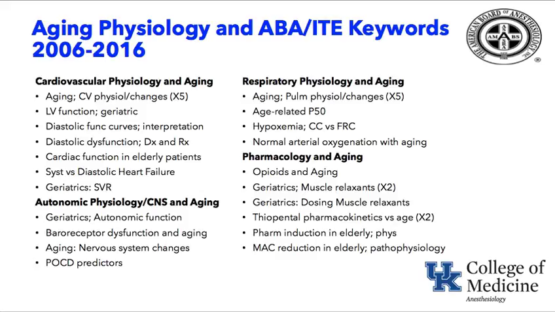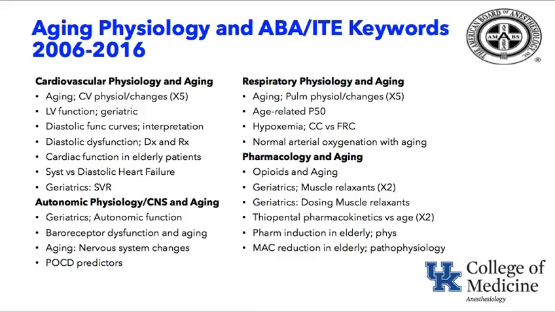So under cardiovascular physiology and aging, you can see LV function, diastolic and systolic function, SVR changes with aging. Under autonomic physiology, changes in autonomic function, baroreceptor dysfunction. Under respiratory physiology, pulmonary physiologic changes, hypoxemia related to an increase in closing capacity. Most of the questions appear to center around that, and the decrease in arterial oxygenation that occurs with aging.